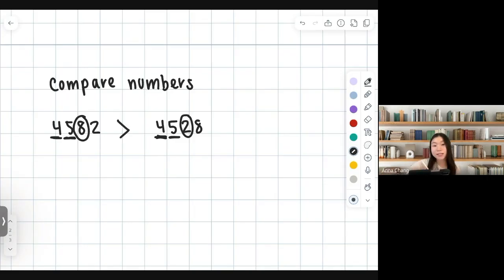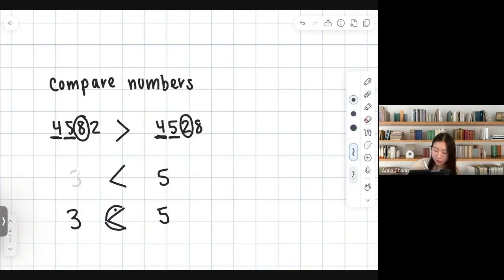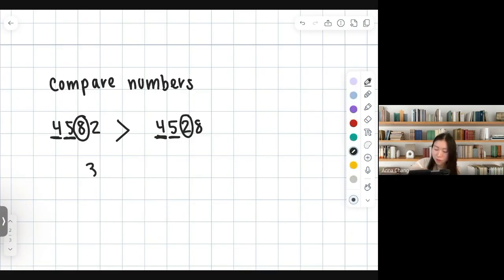There are a number of symbols we need to know in order to compare numbers. The first I'll show you is the greater than symbol. You can think of this as an alligator's mouth. The alligator is always going to face the bigger number. It wants to eat more. Similarly, our less than symbol is the alligator facing the other way. So for example, 3 is less than 5. Of course, we know our equal sign means the two numbers are exactly the same value.